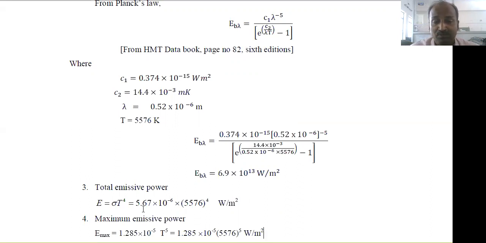Then for the maximum wavelength, what is the maximum emissive power? At the peak, it is equal to 1.285 into 10 raised to minus 5 T raised to 5. That is also available in the data book, and you can have this equation. So these are very simple equations.